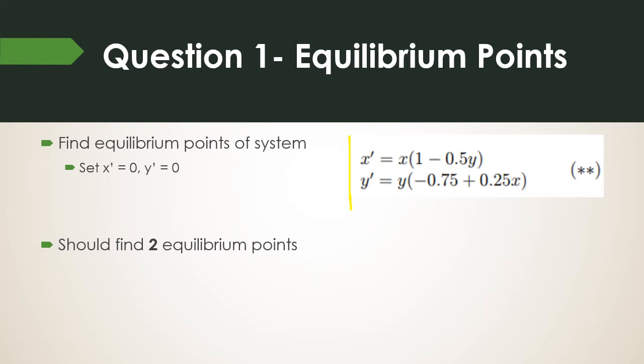One of them will be the trivial one. We can see that if x is 0 over here, x prime will be 0, and if y is 0, y prime will be 0. But this is another equilibrium point that you'll have to find. And so this question requires you to only find the next equilibrium point.